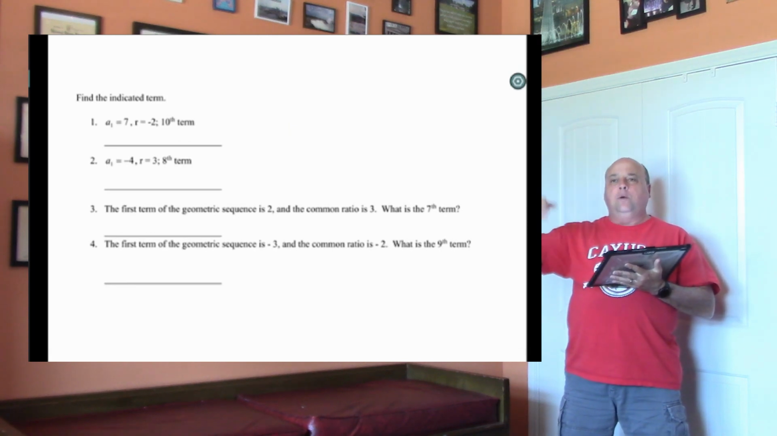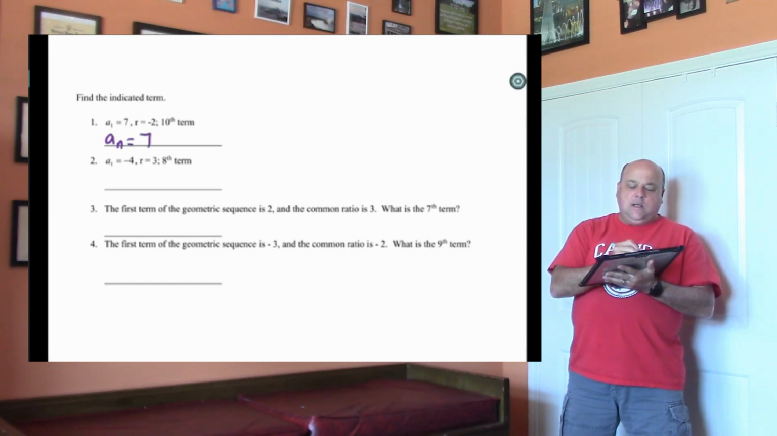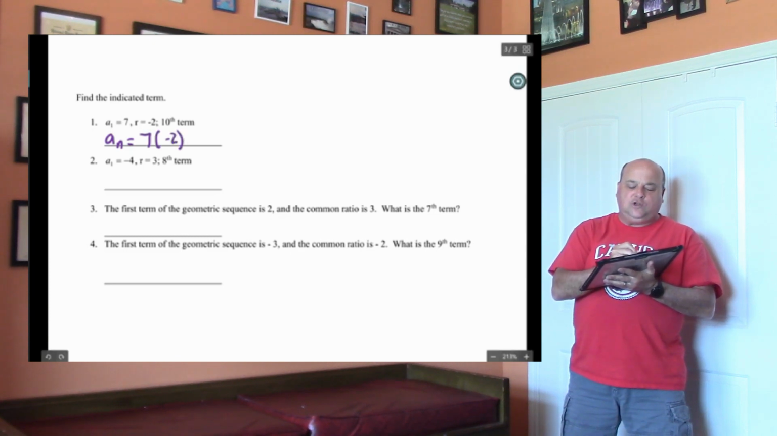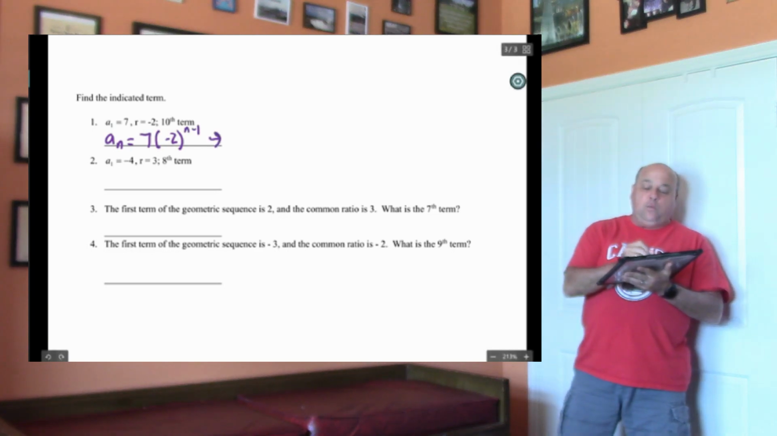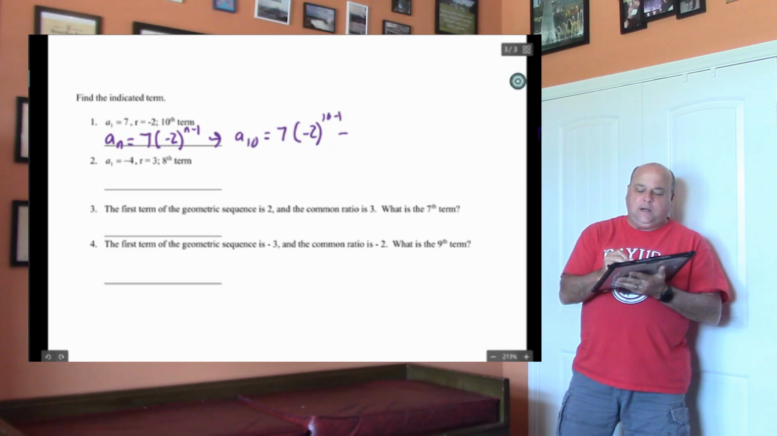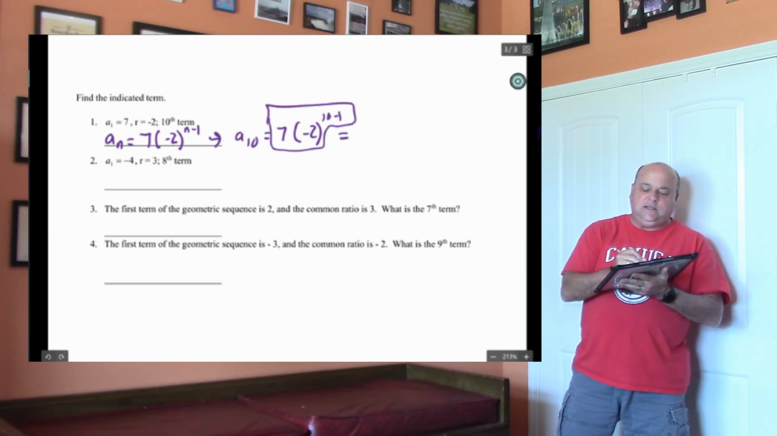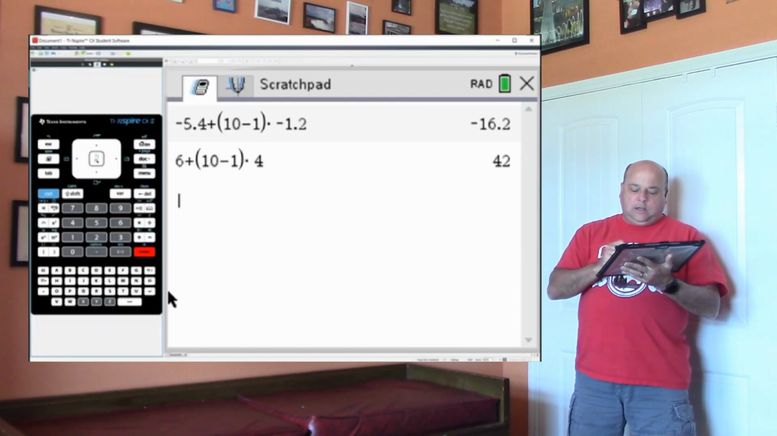We're going to write down the formula and get the answer. So we're going to write down a sub n equals, my first term is 7, and then I'm going to use the common ratio, use parentheses, as -2, and then put in n minus 1. Now then, I want to know the a sub 10. So I'm going to have 7, parentheses, -2, and then 10 minus 1. I'm going to type this as is into the calculator. And then that's going to give me my answer. Okay, so it is 7, -2, and 10 minus 1.